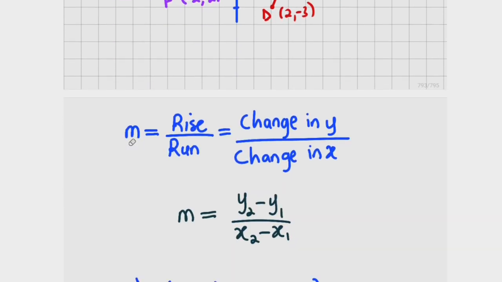We have the first way: M, which is the slope, equal to rise divided by the run. Rise stands for the change in Y, while the run stands for the change in X. Or you can always use the formula M equal to Y2 minus Y1 divided by X2 minus X1. So let's start with the first one, which is rise over run.